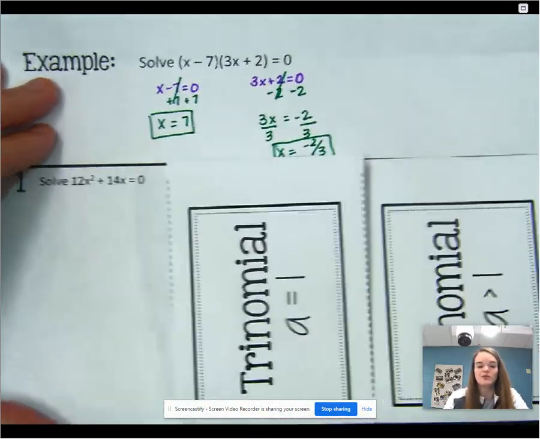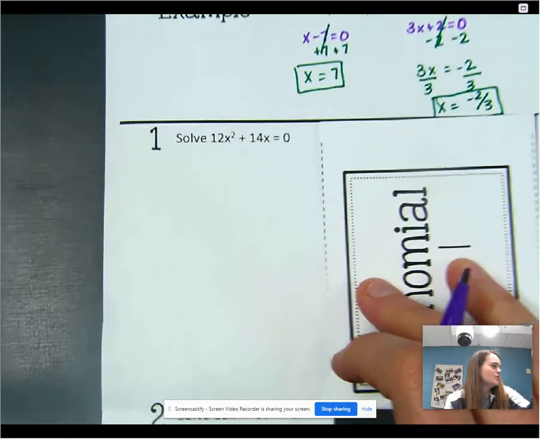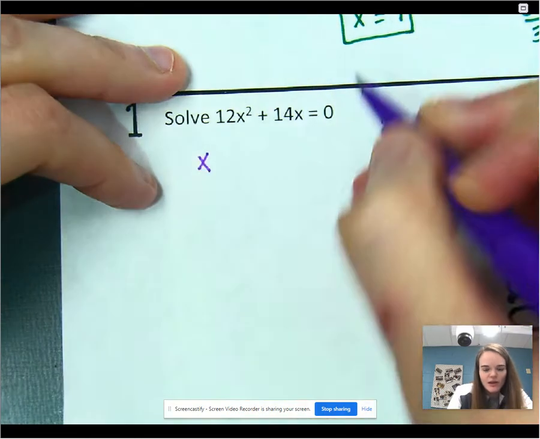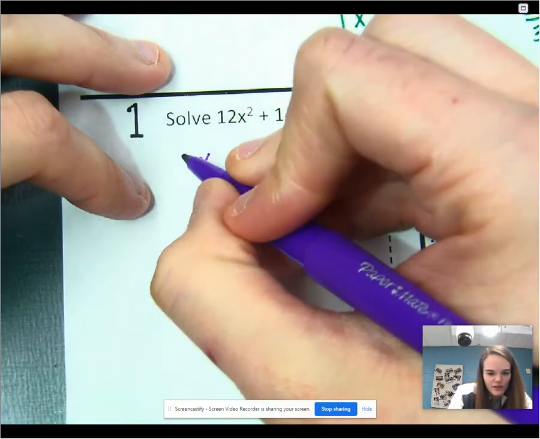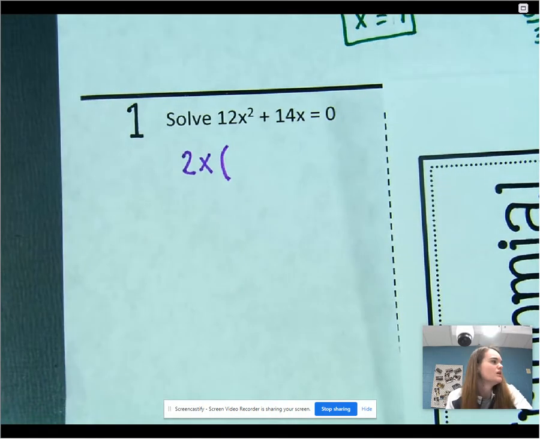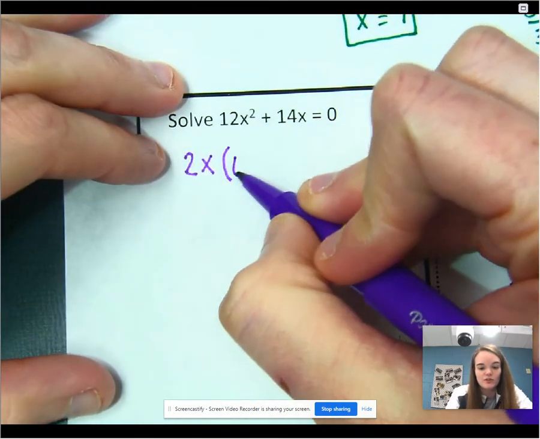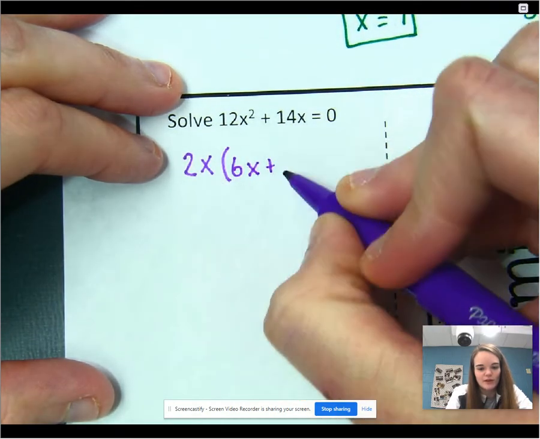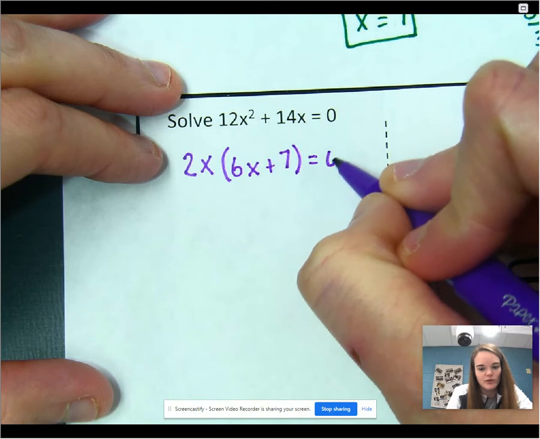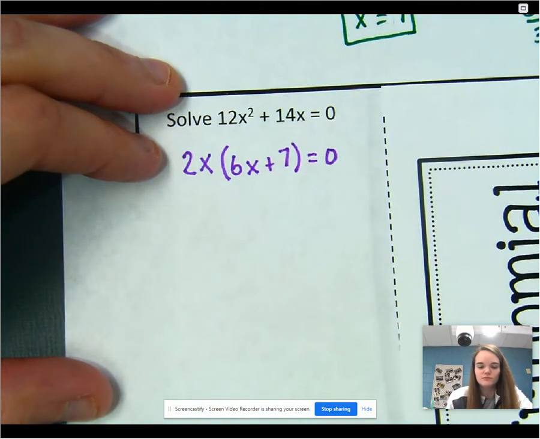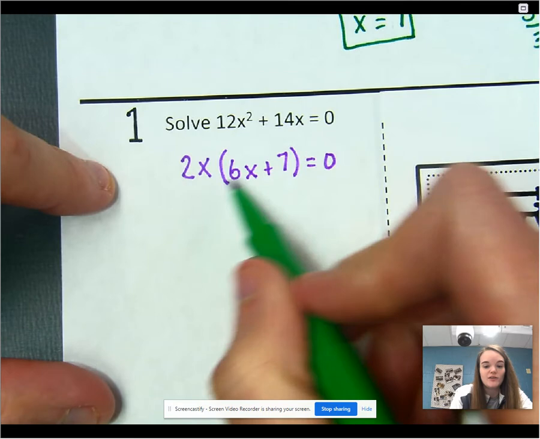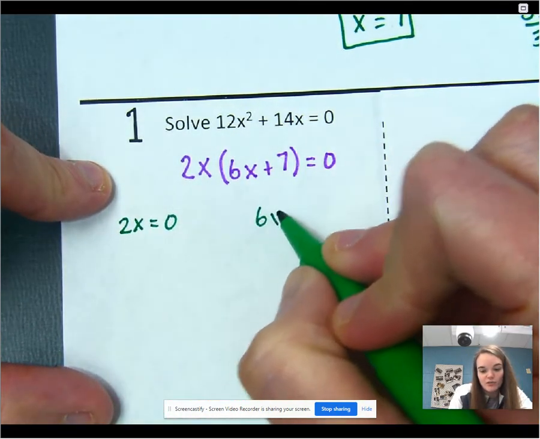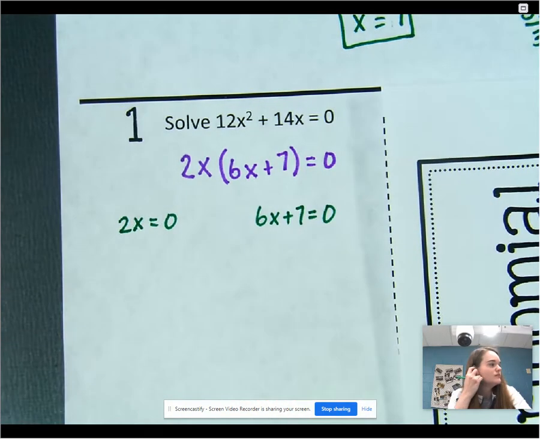Okay, so the first step is to factor. So let's look. Number 1. What can I take out of here? They both have an x, so I can take out an x. And 12 and 14, I think I can take out a 2. Okay, 12 divided by 2 is 6. There's an x left. Plus 14 divided by 2 is 7. And that equals 0. Okay, and then now that it's factored, I'm going to write 2x equals 0. And 6x plus 7 equals 0. And then I'm going to solve them.